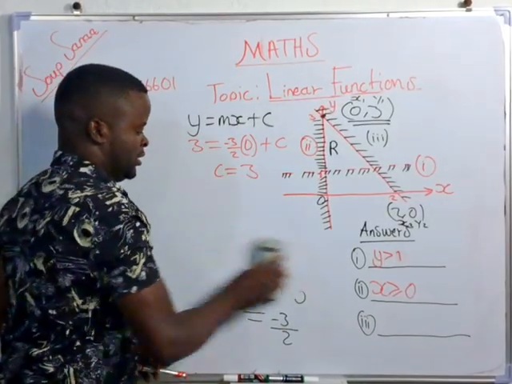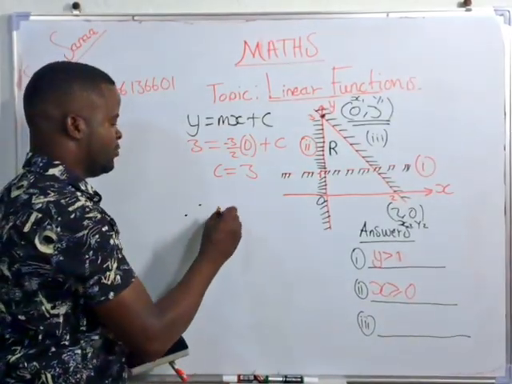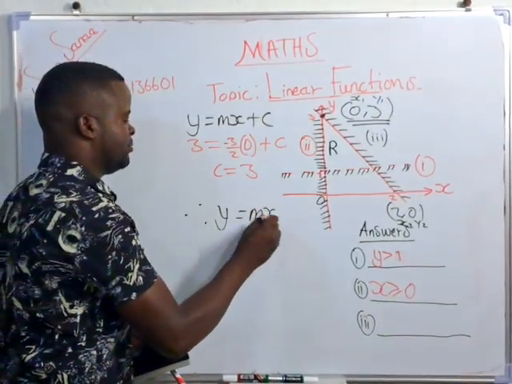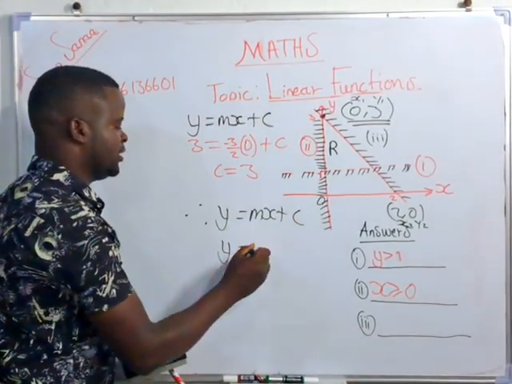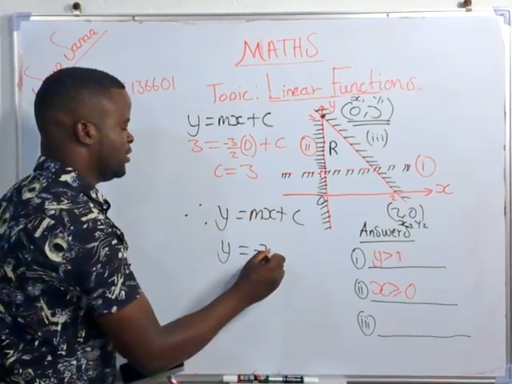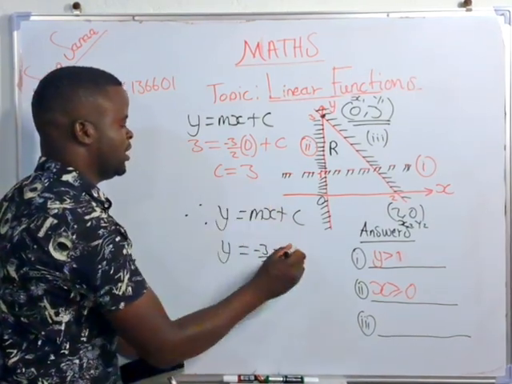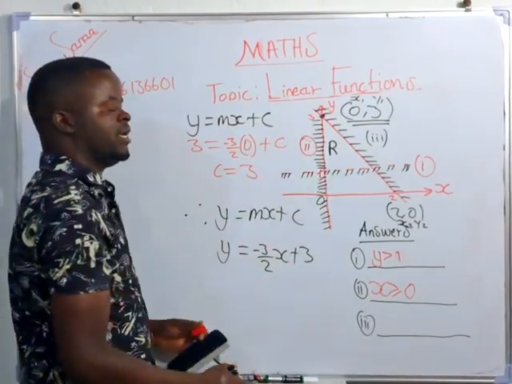So let's conclude now. Therefore, y is equal to mx plus c. The value of y, we are going to maintain it. The gradient is negative 3 over 2, this is x, plus a positive 3. This is the equation. Now, let's check what type of line we are dealing with.